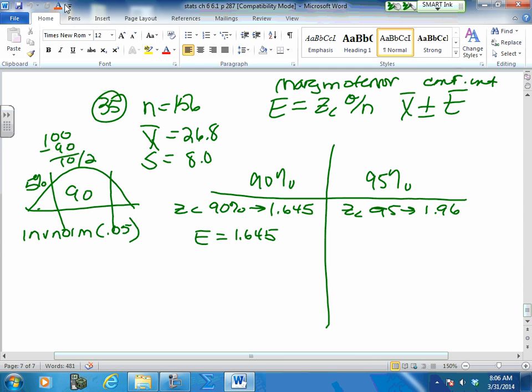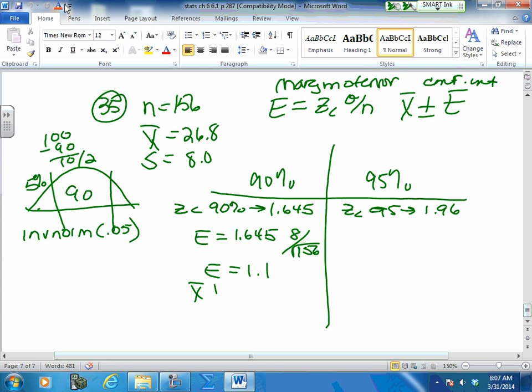1.645 times the standard deviation, which is what? 8, divided by the square root of my sample, which is what? 156. So throw that in your calculator. Since our mean has one decimal, give me one decimal. 1.1. Everybody agree with that? Everybody can find it? You don't need any extra parentheses in this. Put it in exactly the way you read it: 1.645 times 8 divided by square root of 156.